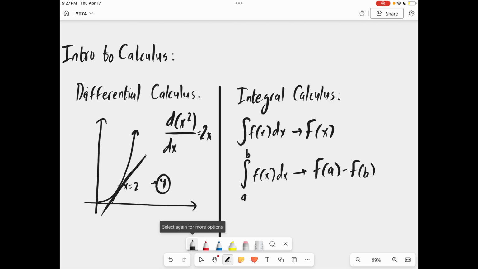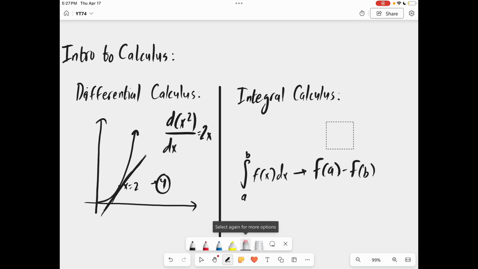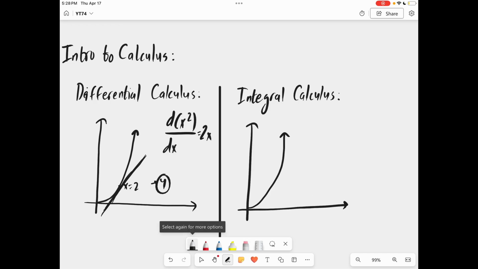Now, instead of finding the instantaneous slope, let's use x squared and geometrically define integral calculus. So, let's first draw the graph of x squared. This is the graph of x squared. Now, let's say I wanted to do this. All right, I want to find the area from x is equal to 0 to x is equal to 2.